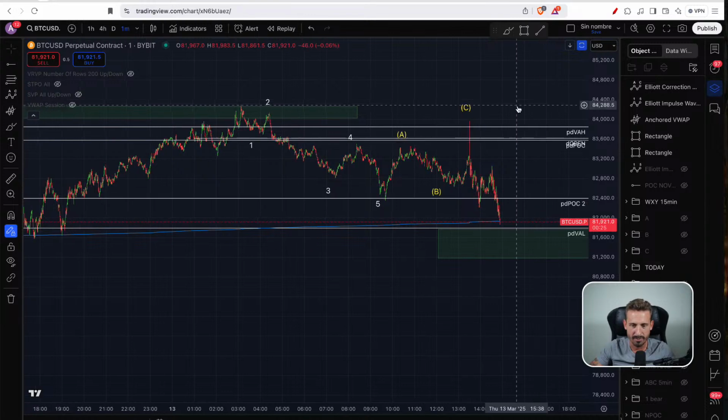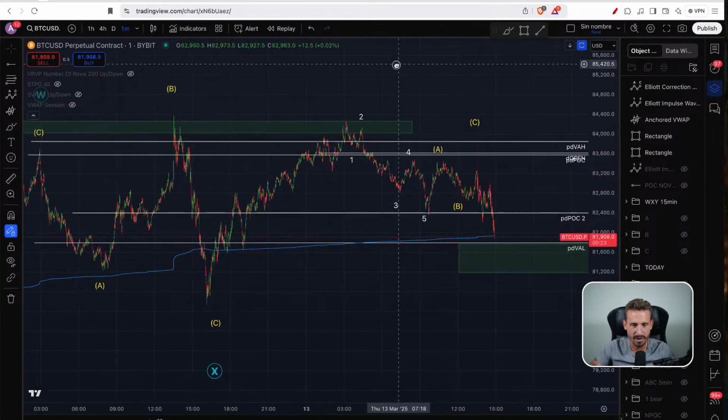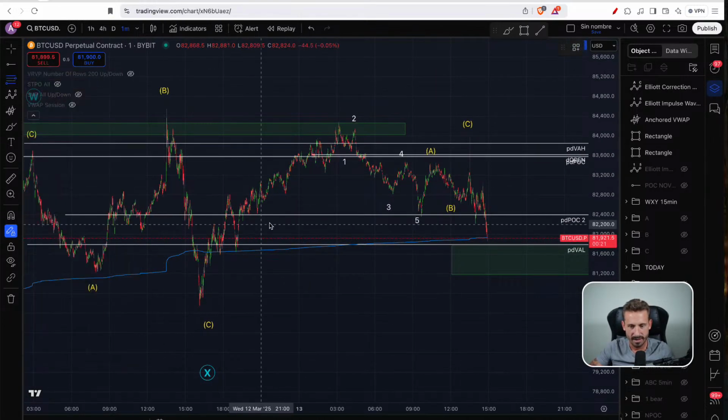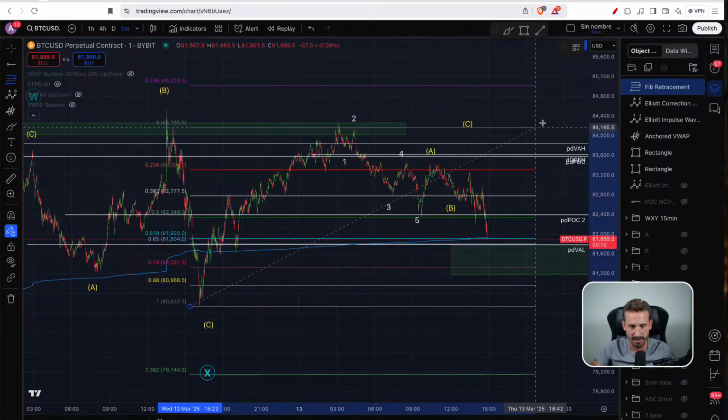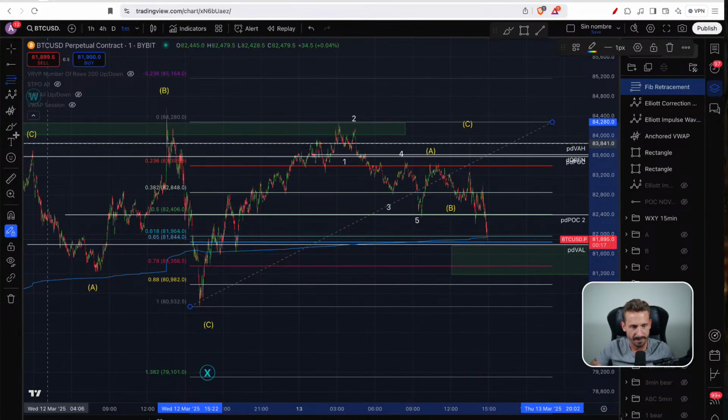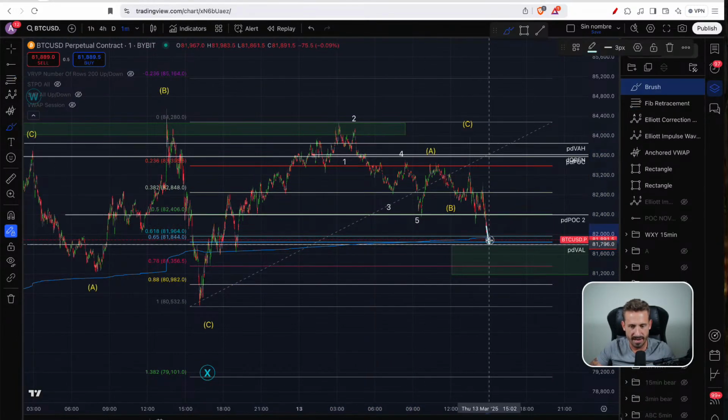Anchored VWAP right now being hit with the golden pocket. I do believe that we are going to hold this zone, but very likely get some volatility, right? Maybe even try and break it. Maybe get to the 7-8.